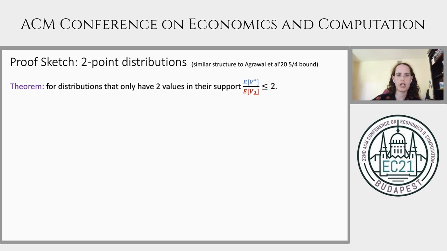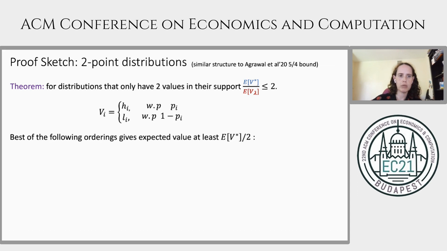The proof has a similar structure to Agarwal et al.'s proof of the 5 over 4 bound for unbiased agents. So we assume that the value of agent i is high with probability p_i and is low with probability 1 minus p_i. And we show that the best of the following 2 orders gives expected value of at least the expectation of V star over 2. So we pick here a special candidate. This is X sharp, and this is the candidate with the maximal low value. What is special about this candidate is that we are going to hire a candidate prior to it in the order only in case a high value is realized.